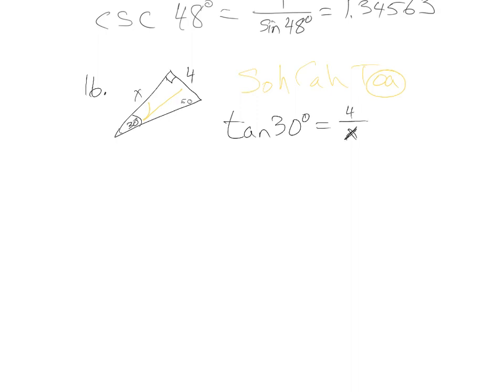Now, how do we solve? It's algebra at this point, okay? How do we get the x out? Multiply by x. Okay, so x tangent of 30 degrees is equal to 4. Now, how do I get rid of the tangent of 30 degrees? Divide by the tangent of 30.